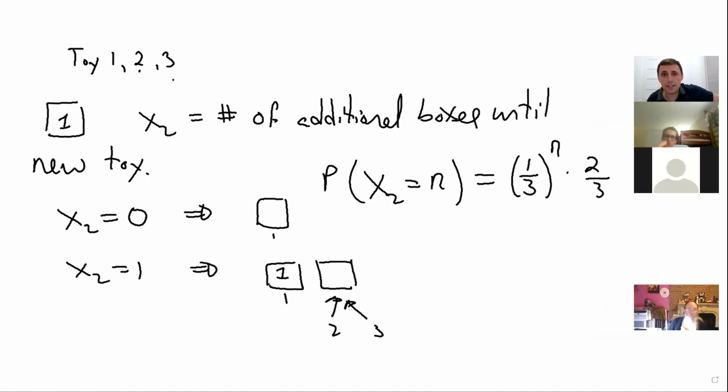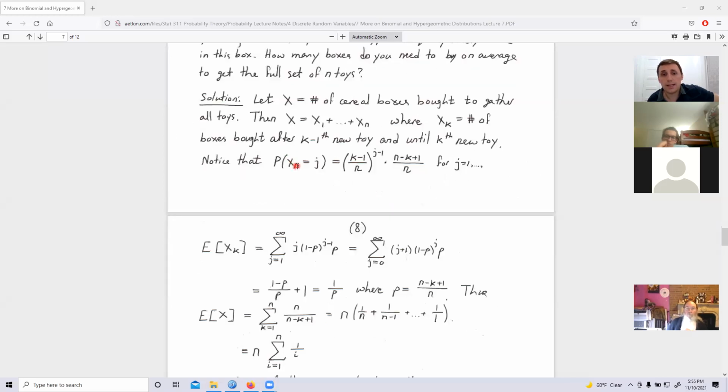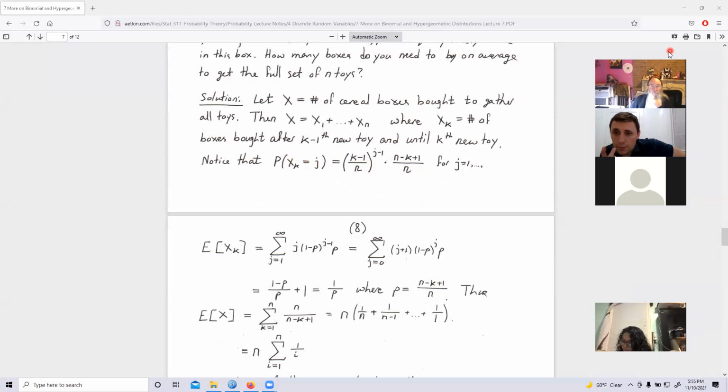And so you can see, in general, it's not so difficult to calculate the probability that xk is equal to j. So what is xk? Xk is the number of boxes I gathered between the k-1th new toy and the kth new toy. Are you following?